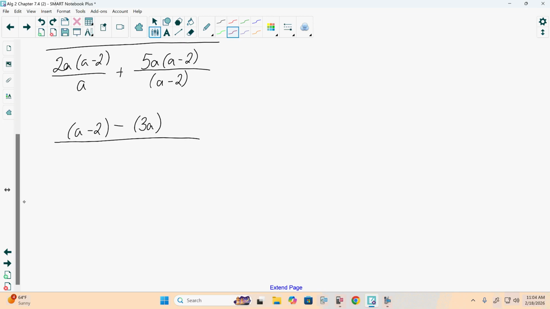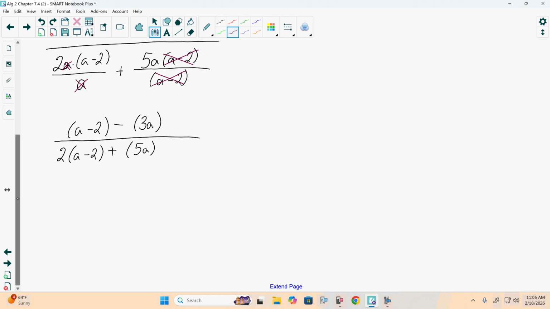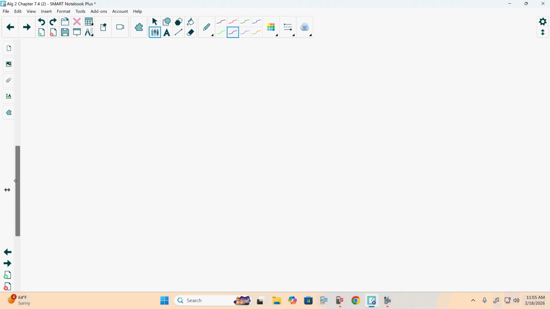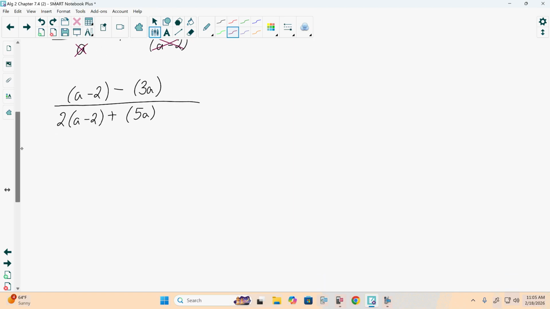On bottom, since we have 2a times our a minus 2, since that 1a is outside, it's being multiplied by that other quantity, it will reduce, leaving us with 2 times a minus 2 plus. In our last fraction, the a minus 2 and a minus 2 will cancel, leaving us with 5a. Questions on how we got to this point here?